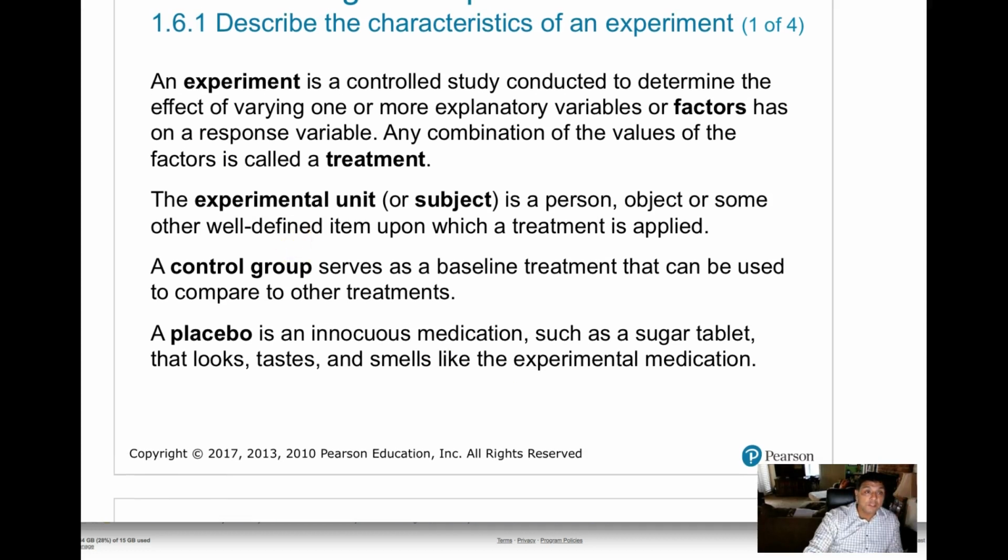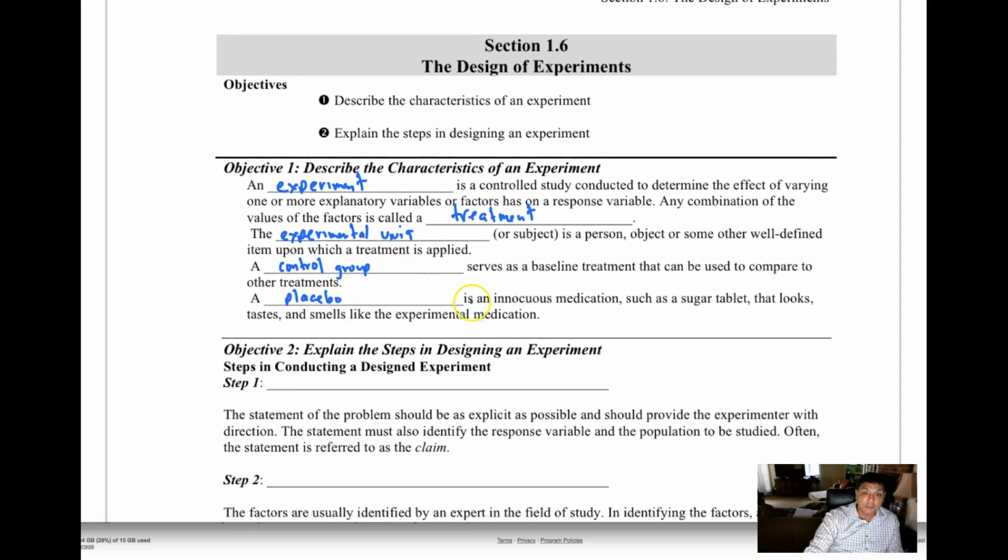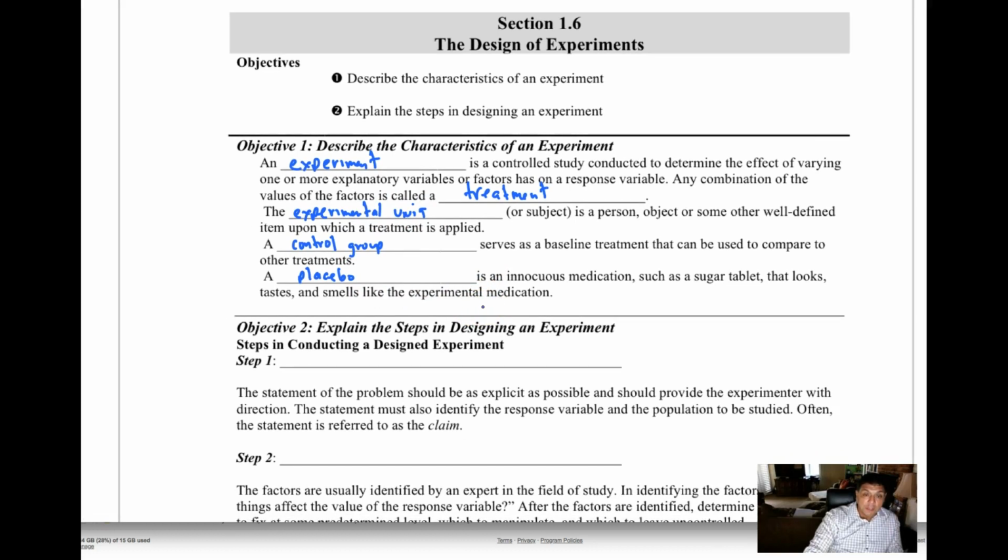From your note sheets, you can fill in those words: experiment, treatment, experimental unit, control group, and placebo. You can get those in there.